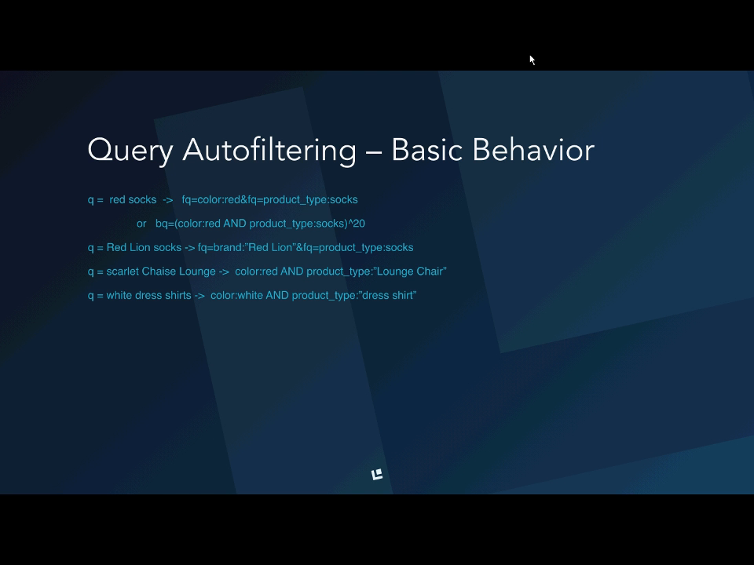So this just shows the basic behavior of the query auto-filtering component. For simple queries like red sock, the autofilter will detect that the token red is a value that it's seen in the color field, and that sock is a value of the product type field. Then you can either set it to do a filter query, or an FQ in Solr terms, or a boost query, or a BQ.